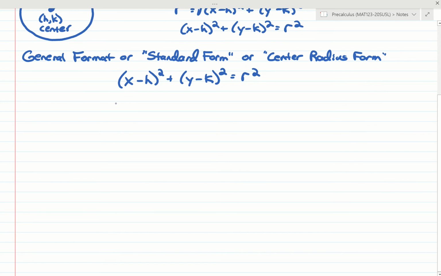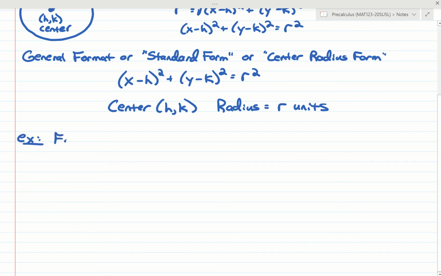From here, we know that the center is h comma k, and our radius is equal to r units. Remember, this radius is a form of distance, so we always want to make sure that we say units whenever we're talking about distance. So I have four examples for us in this section.